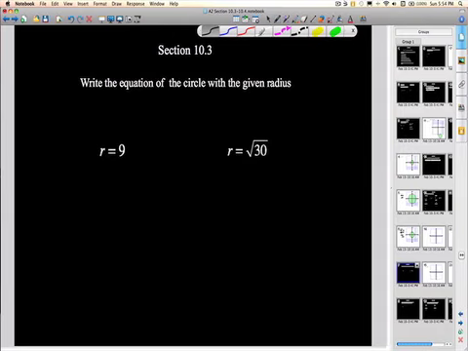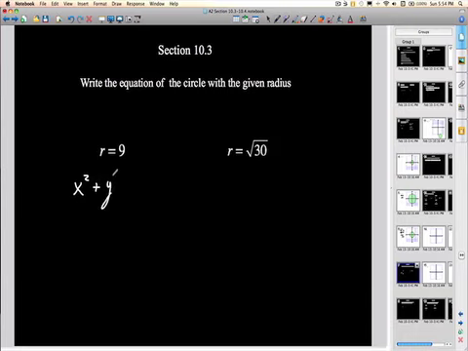Okay, now writing the equation then is really similar. I have my radius supplied in this case. When I'm centered at the origin, it's very simple. X squared plus y squared equals 9 squared. So x squared plus y squared equals 81.